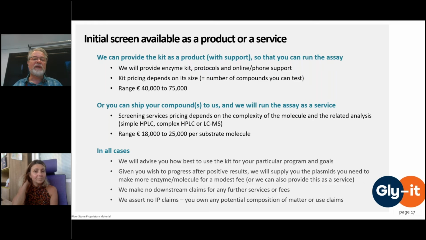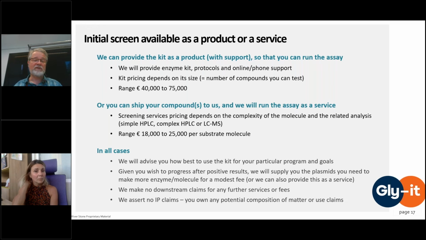So we can provide the kit as a product with support, and that support can be online or through phone. But we can provide the kit so that you can run the assay. The kit pricing depends on its size, which again means how many compounds you can test, and the price range is between 40,000 and 75,000 euros.